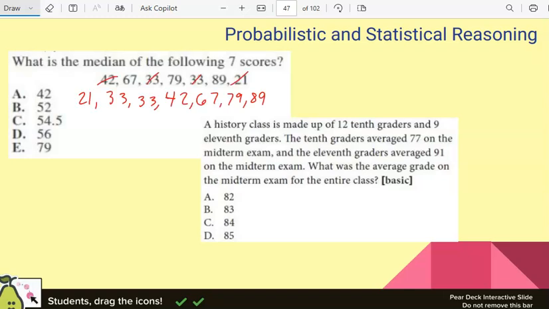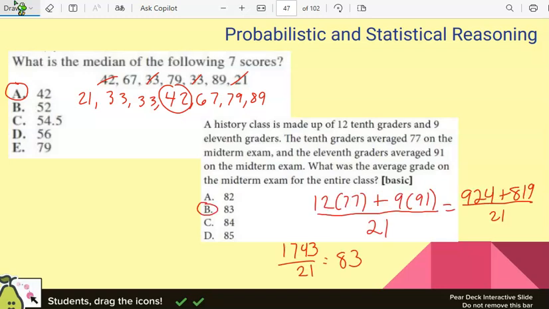On the first example, remember you want to order them from least to greatest first, and the median is the middle. The answer to this first example is A, 42. There are 3 terms on the left side and 3 terms on the right side, and then 42 is in the middle.